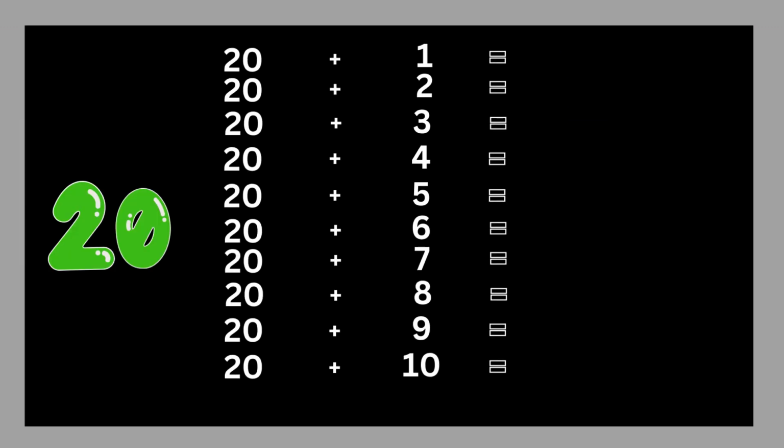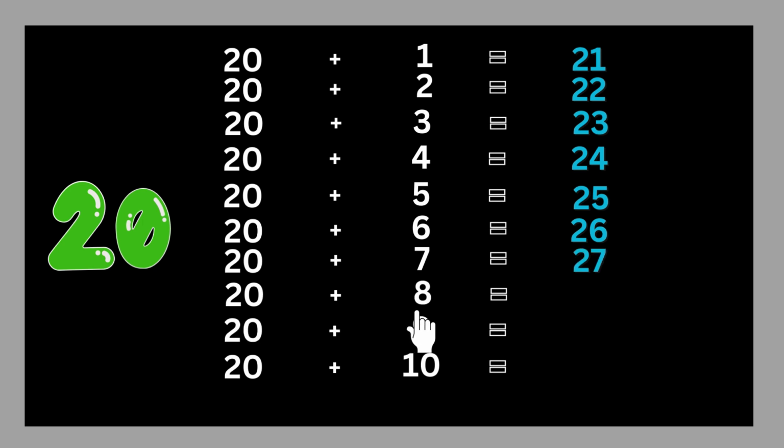Addition table 20. 20 plus 1 equal to 21. 20 plus 2 equal to 22. 20 plus 3 equal to 23. 20 plus 4 equal to 24. 20 plus 5 equal to 25. 20 plus 6 equal to 26. 20 plus 7 equal to 27. 20 plus 8 equal to 28. 20 plus 9 equal to 29. 20 plus 10 equal to 30.